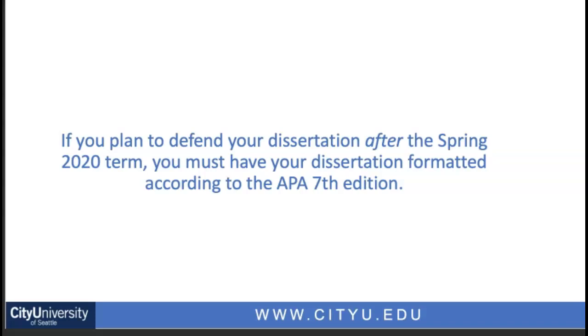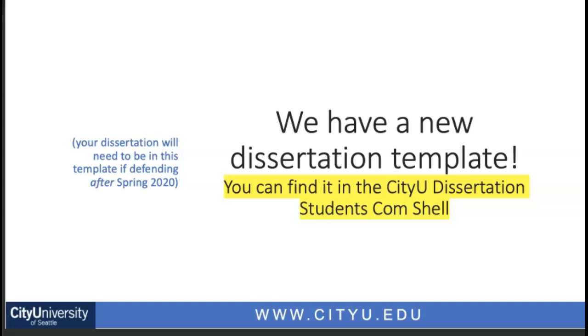If you plan to defend your dissertation after the spring 2020 term, this is for doctoral students, you must have your dissertation formatted in APA 7. Our major editors are already on APA 7, so you shouldn't have a problem with that, but you do need to learn it yourself. Also for doctoral students, we do have a dissertation template that has been updated to APA 7.0. The dissertation template is meant to help you by setting the styles and other things that you need to make sure your dissertation is formatted properly.